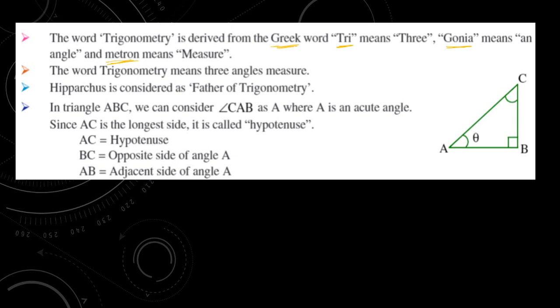Tri means 3, which we already know. Gonia means angle, and metron means measure. If you combine these three, tri, gonia, metron, it is collectively called trigonometry. So trigonometry means three angle measure. Where can we find three angles? We can find three angles in a triangle. So this trigonometry chapter is completely based on a triangle.